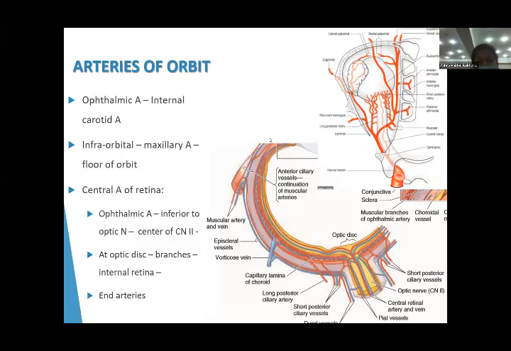उसके अलावा intraorbital भी enter करती है into the orbit. Intraorbital is a branch of the third part of maxillary artery. This supplies the floor of the orbit.